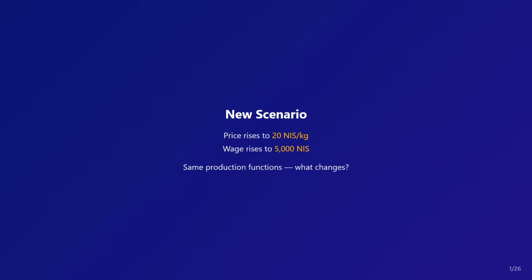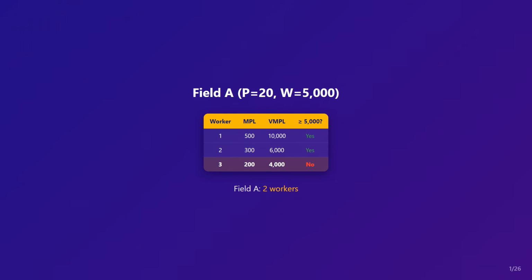Now let's check. The wage is 5,000. Who is worth hiring? In Field A, Worker 1, VMPL 10,000. Greater than 5,000. Yes. Worker 2, VMPL 6,000. Greater than 5,000. Yes. Worker 3, VMPL 4,000. Less than 5,000. No. In Field A, we hire only 2 workers.